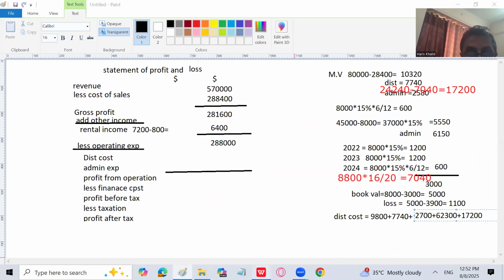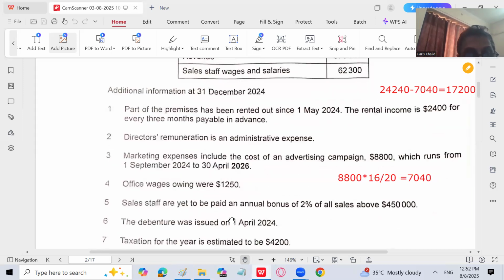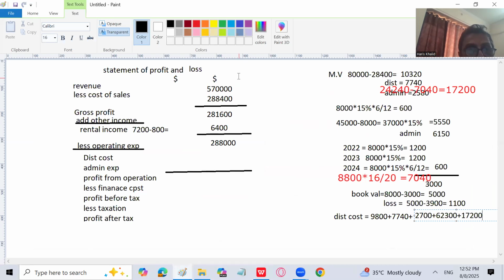One more thing, which is a part of that, is that the sales staff are yet to be paid an annual bonus of 2% on all sales above 4,50,000. So that is also a part of sales staff wages and salaries, or you can say that is accrued sales staff wages and salaries. I will add it into 62300 and then I will write it. Let's suppose above sale of 4,50,000.